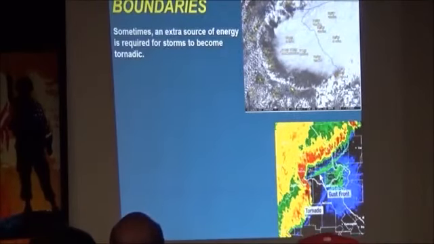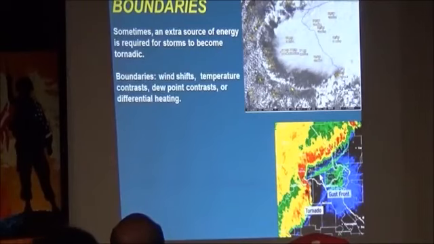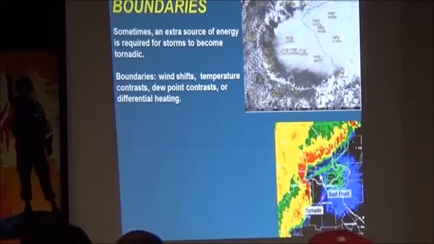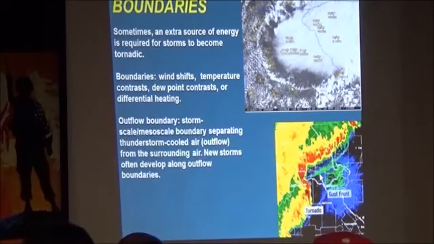All right, boundaries. Sometimes an extra source of energy is required for storms to become tornadic. Boundaries can provide that in terms of wind shifts, temperature, moisture differences, and differential heating. This is a boundary right here from satellite imagery. There's a boundary, outflow boundaries. We talk about the rear flank downdraft out ahead of storms here. The tornado, by the way, developed right there, right where this outflow boundary intersected the storms. So they're important.